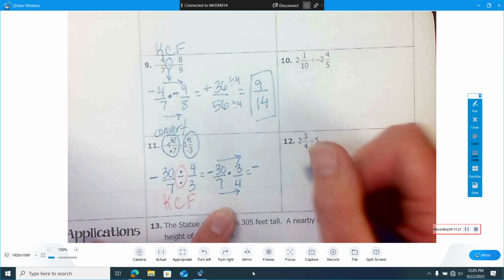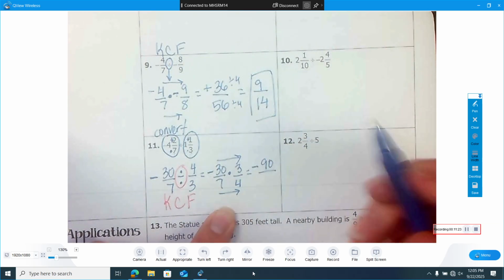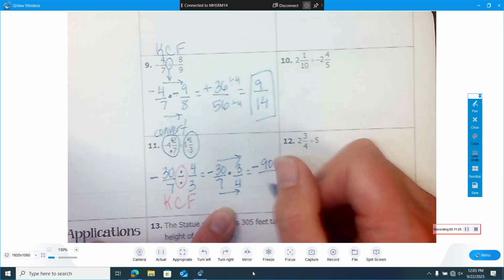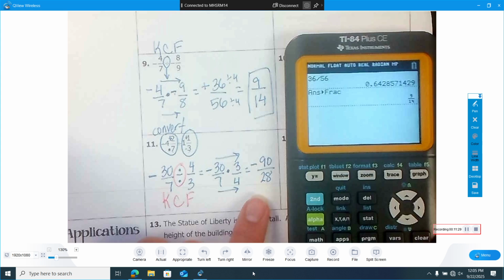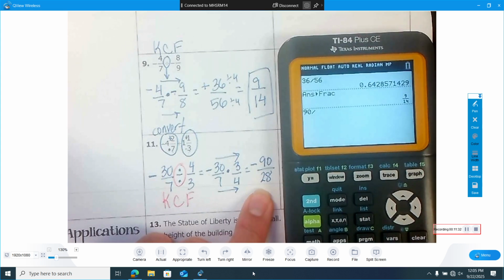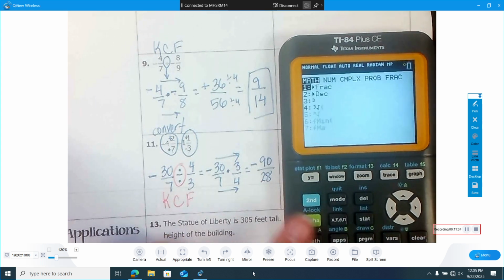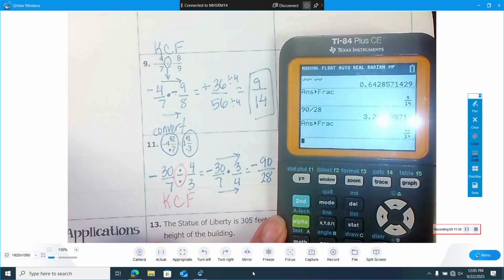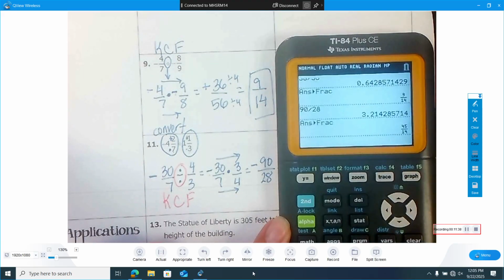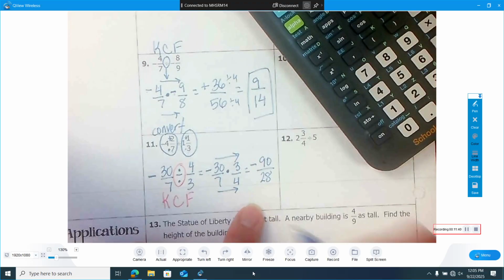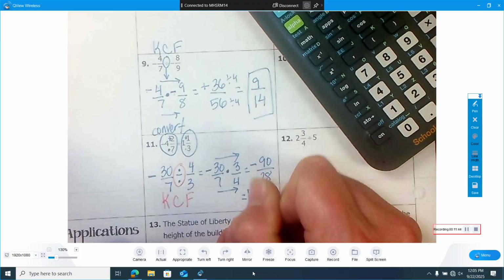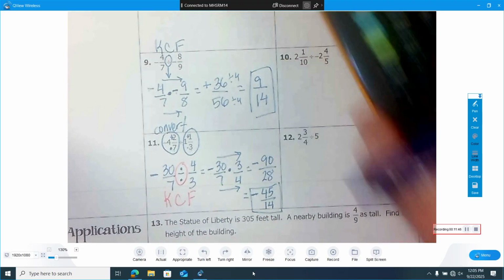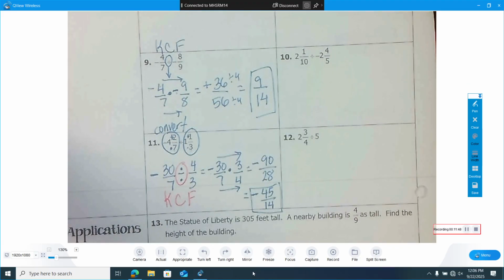30 times 3 is 90. I could use my calculator if I wanted to. 7 times 4 is 28. Do those reduce? Yes, they do. They absolutely reduce because they're both even numbers, so we get 45 over 14 with a negative. 45 over 14 negative. Okay.